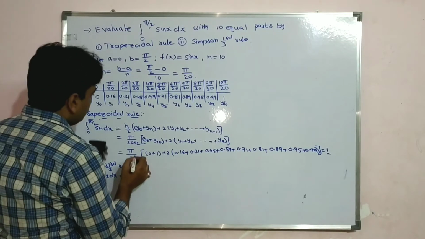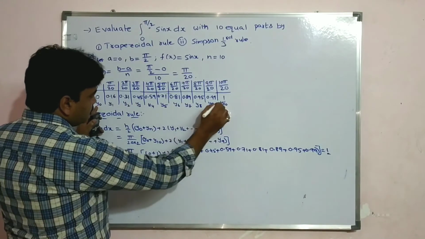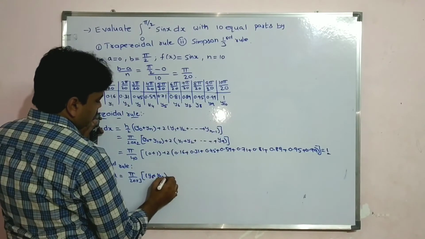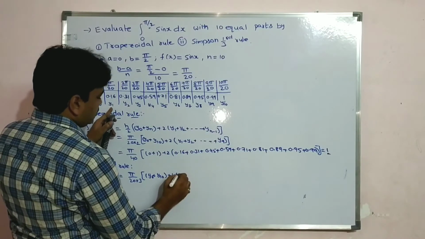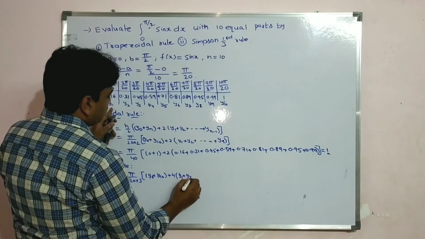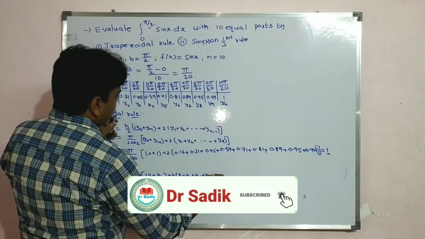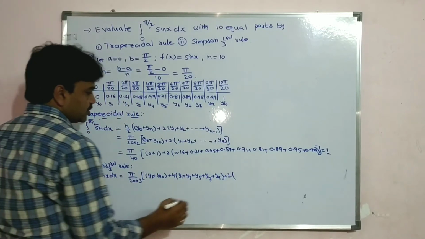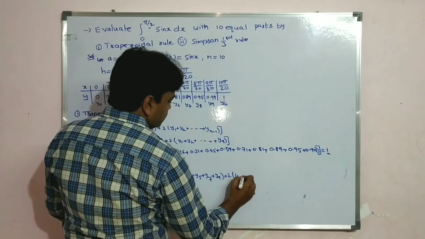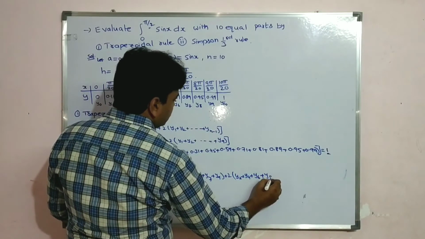So into y0 plus the final value, y10, plus 4 into the odd terms, students: y1 plus y3 plus y5 plus y7 plus y9, plus 2 into the even terms: y2 plus y4 plus y6 plus y8.